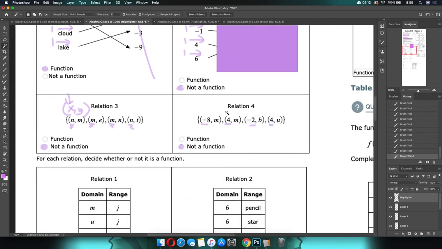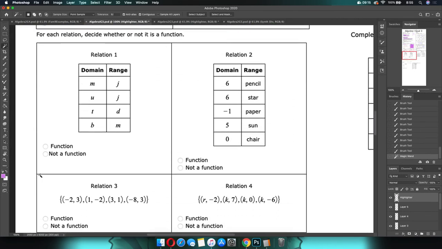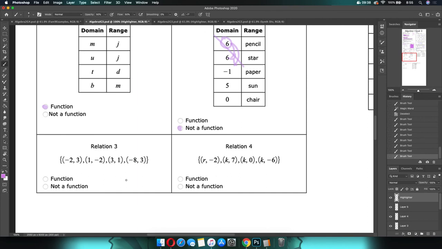So, next up, down here, does it repeat? M, U, T, B. Do any of these repeat? Nope, all of these are unique, therefore it's a pass, it's a function. 6, 6, nope, fail. It's going to be not a function because the minute your domain repeats, as soon as this number pops up anywhere else, it's a fail. That's what you're looking for, and that's the whole point of this kind of test.